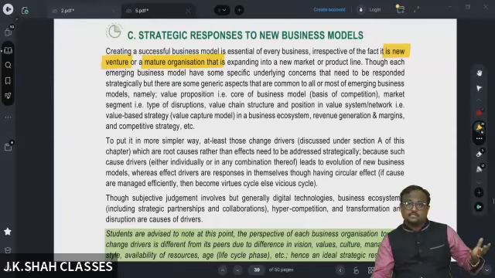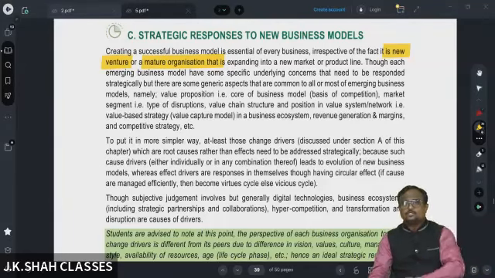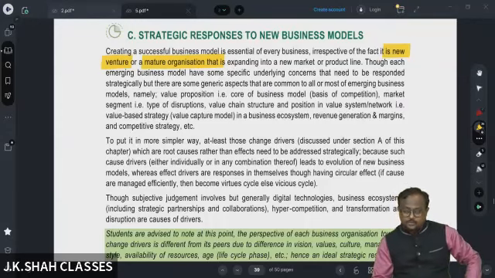There is already a base, Mercedes-Benz or BMW. They are launching their Volvo, they are launching their products here. They have their production unit here.